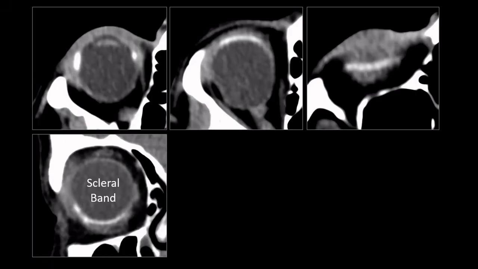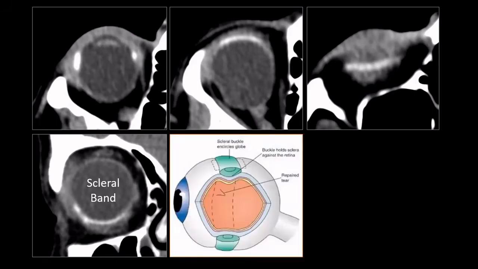This is a so-called scleral band. And a scleral band is a technique used in ophthalmology to correct a retinal detachment. What they do is they insert a band around the eyeball, which basically presses the retina against the rest of the eyeball, closing a small tear in the retina, which gave rise to retinal detachment.